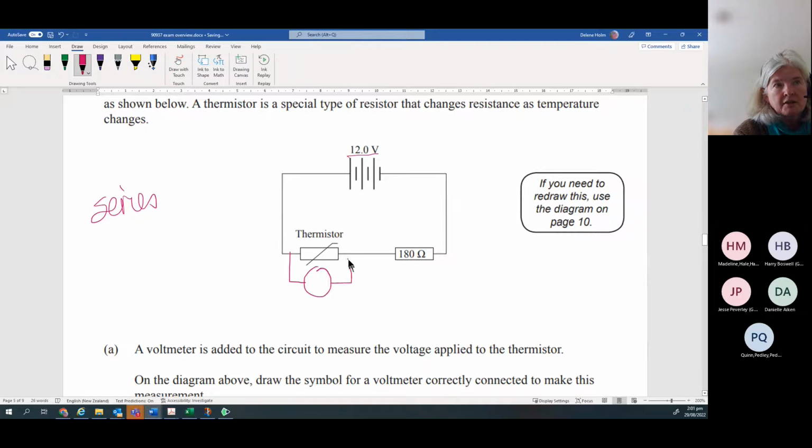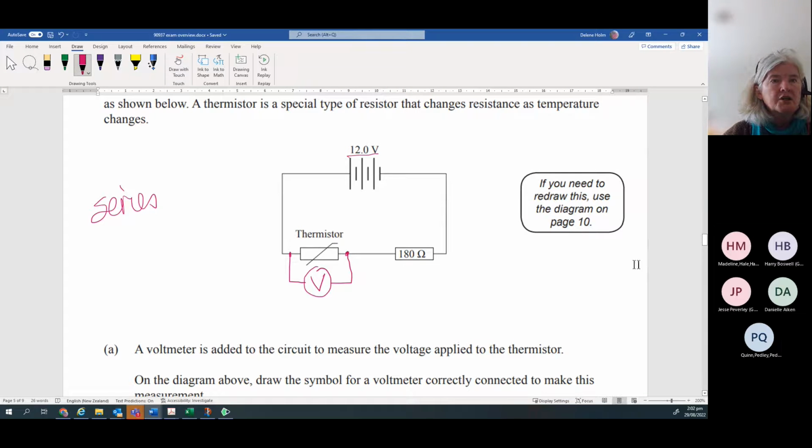So I have to make a connection on this side of this thermistor and on that side of the thermistor and connect my voltmeter in between. So it's measuring the difference in potential energy from this point to that point. Any questions so far? That is a very straightforward achieved point, and hopefully you would all get that.